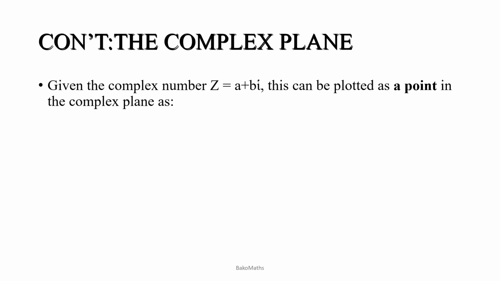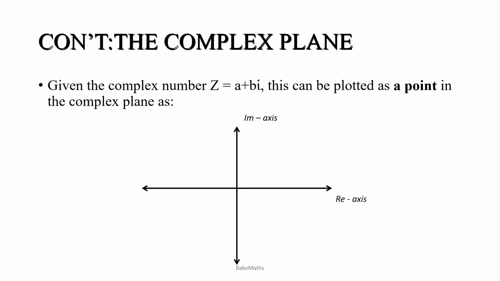So given the complex number z equals a plus bi, this can be plotted as a point in the complex plane. The first approach is to draw our vertical axis and horizontal axis. We know that our vertical axis is specifically known as the imaginary axis, and hence we label it as such. And our horizontal axis is specifically known as the real axis, and hence we label it as such. From the given complex number z equals a plus bi, we know that our real part is a, and hence we indicate it on the real axis. And then our imaginary part is b, and therefore we indicate it on the imaginary axis.